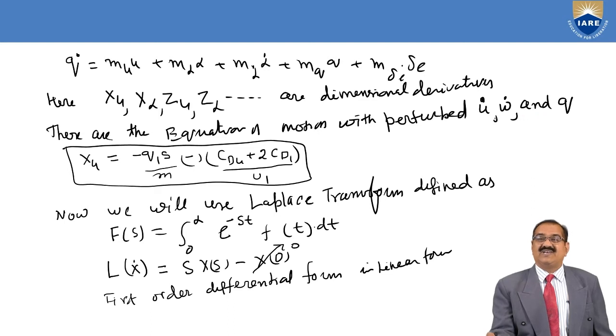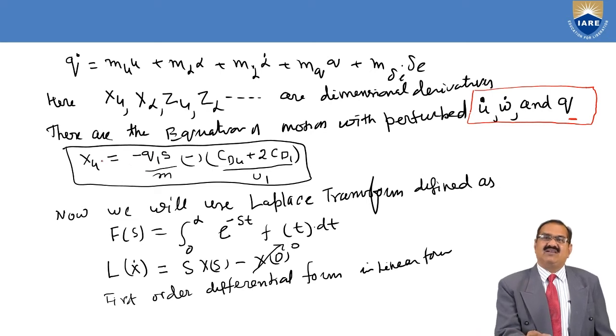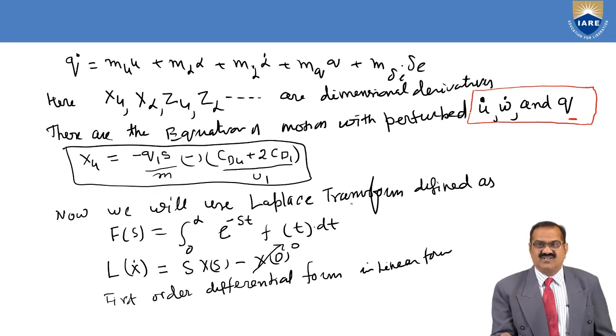So these are the equations, and they show the acceleration of the aircraft in x direction, z direction, and the moment in pitch rate about the lateral axis. Here we can write the force derivative in u direction, that is x u is equal to minus q1 S by m times (C D u plus 2 C D 1) plus u1, and for this we can use the Laplace transformation.